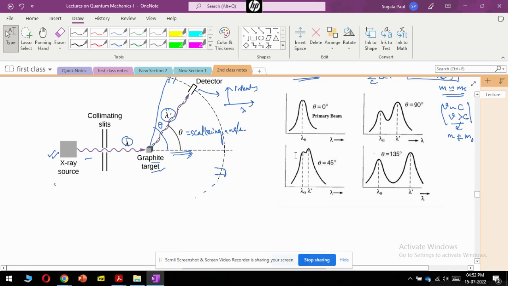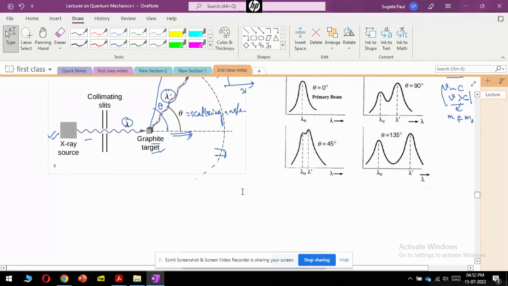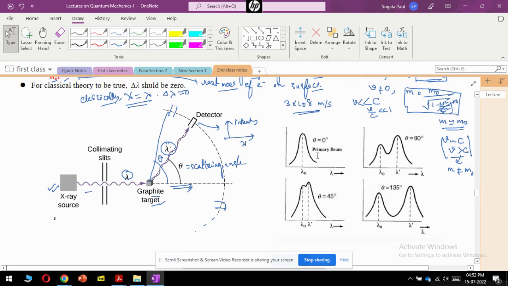Like for theta equal to 0, we see this intensity versus lambda plot. This is for theta equal to 90 degrees. This is for theta equal to 45 degrees, and this is for theta equal to 135 degrees. Now, one thing that is similar in all of these is that when theta is equal to 0, there is only a single peak, and that is at lambda naught. Here lambda naught is the incident radiation wavelength. When theta is equal to 0, that means the scattering angle is 0, we will not see any other peaks, we will have a single peak.